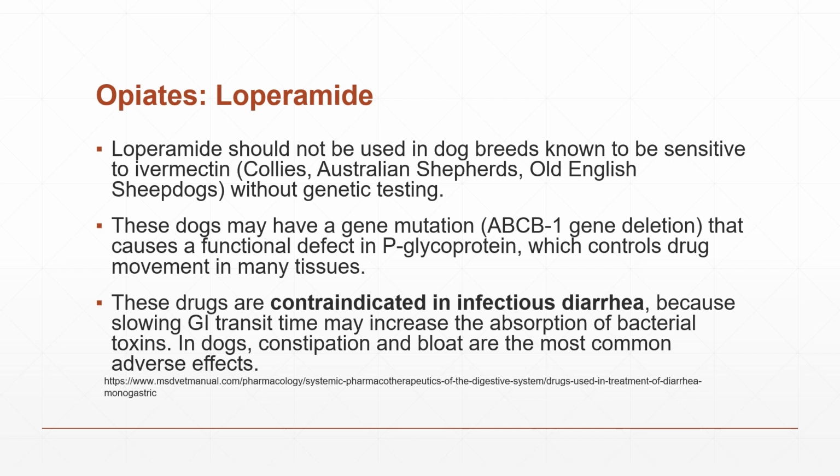It is important to note that loperamide should not be used in dog breeds known to be sensitive to ivermectin. For example, we have Collies, Australian Shepherds, and Old English Sheepdogs. These dogs have a gene mutation that causes a functional defect in the P-glycoprotein, which controls drug movement in many tissues. These drugs are also contraindicated in cases of infectious diarrhea because slowing the GI transit time may increase the absorption of bacterial toxins.